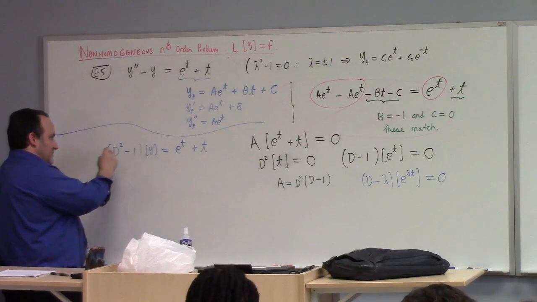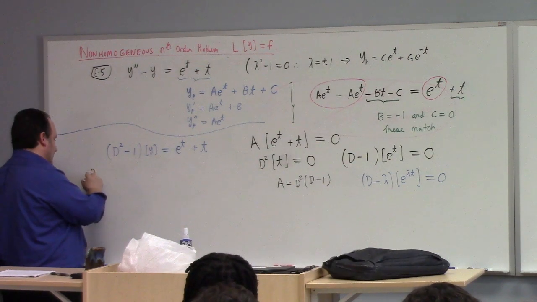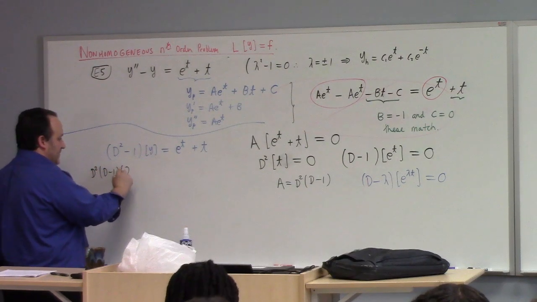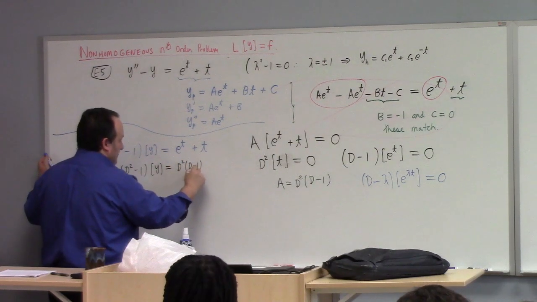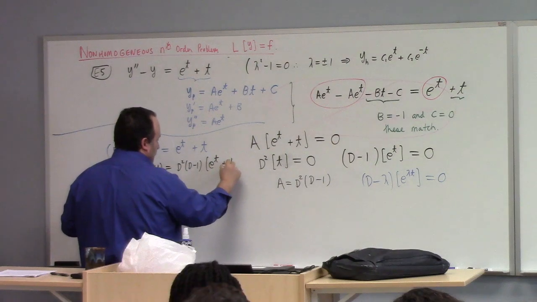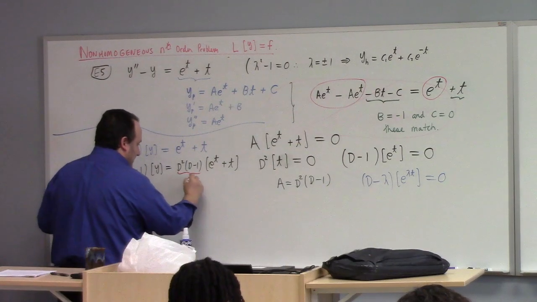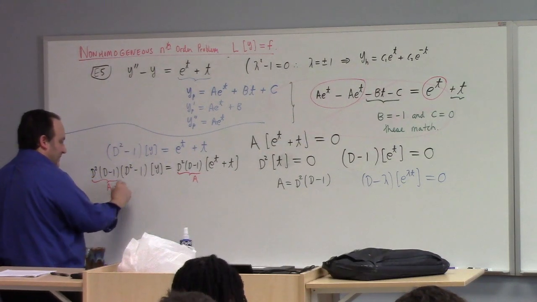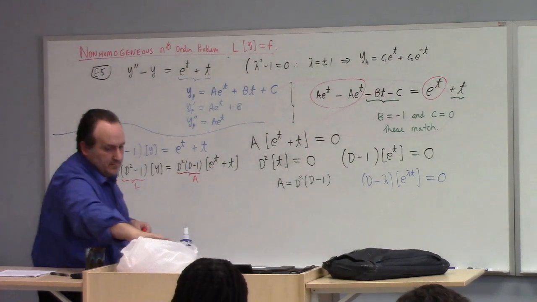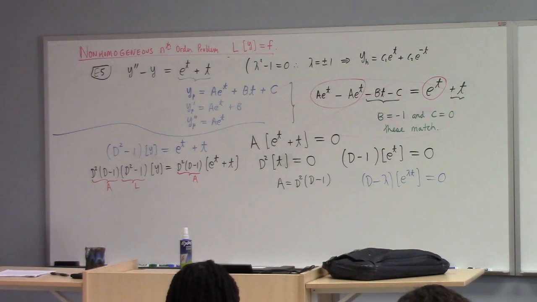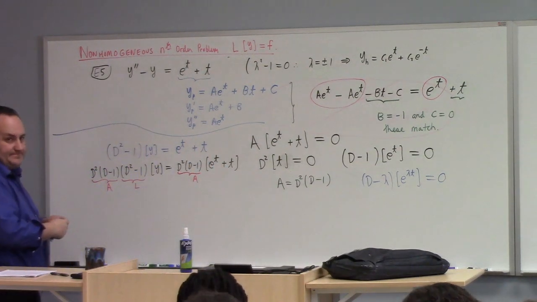Then what I do is annihilate the differential equation. So I do d squared times d minus 1 times d squared minus 1 acting on y equals d squared times d minus 1 acting on e to the t plus t. I'm just letting A act on both sides. This is A, and this is L in our usual notation. So what do I got? What's the whole point of this? This is 0.